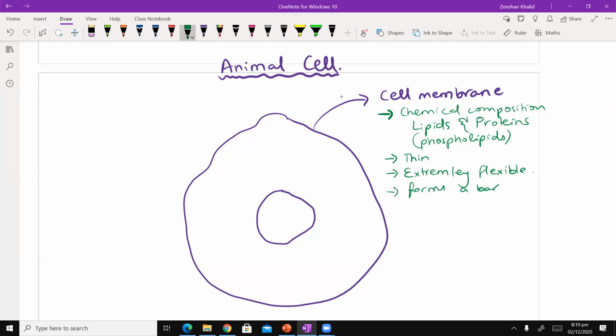It forms a barrier between the cell and its surroundings.